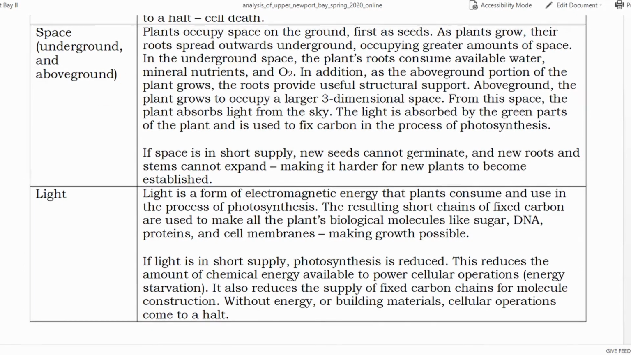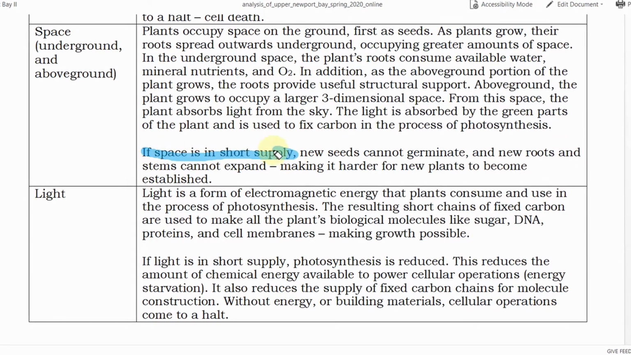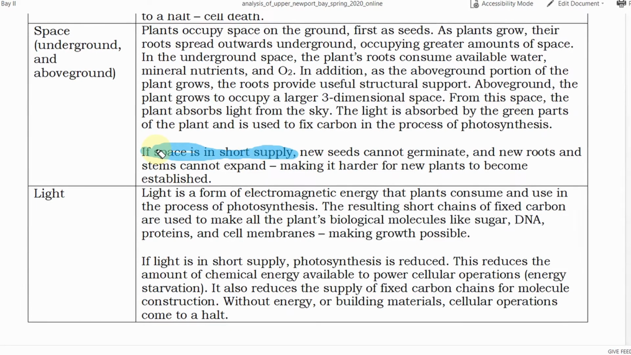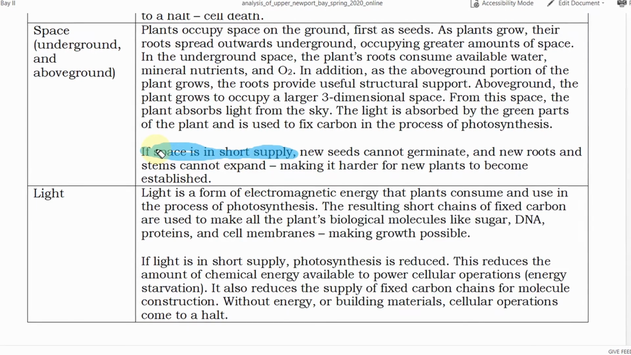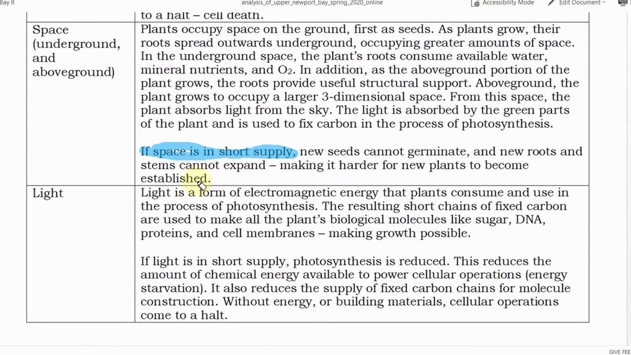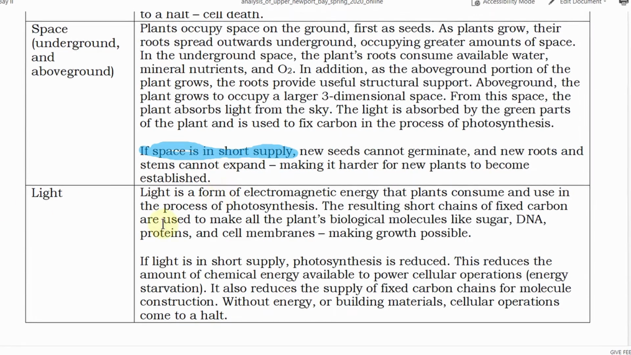But there are consequences if space is in short supply. In other words, if you're a little plant, you're being crowded out by nearby gigantic plants, then that's going to be a problem, and that's what I'm talking about here. Right, so that's space. And then light.